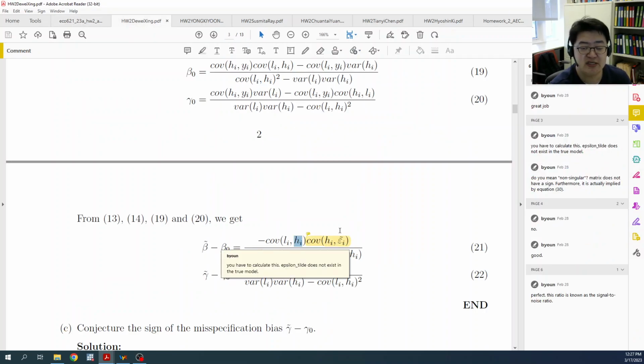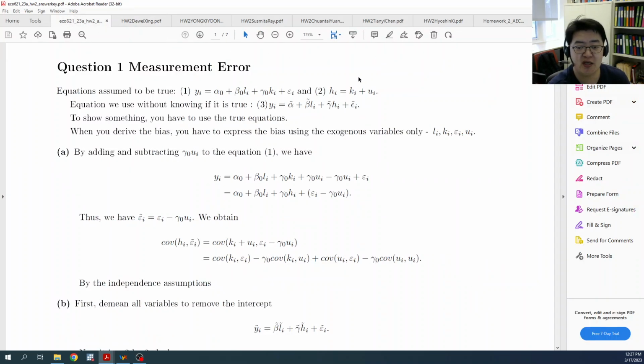Similarly, epsilon tilde should be replaced by the underlying disturbance terms. So that's how we approach, how we discuss in theory. In theory, you have to understand what the most fundamental underlying variables are, and that's the basis of your analysis, right? Anything more to say about that? Maybe not.